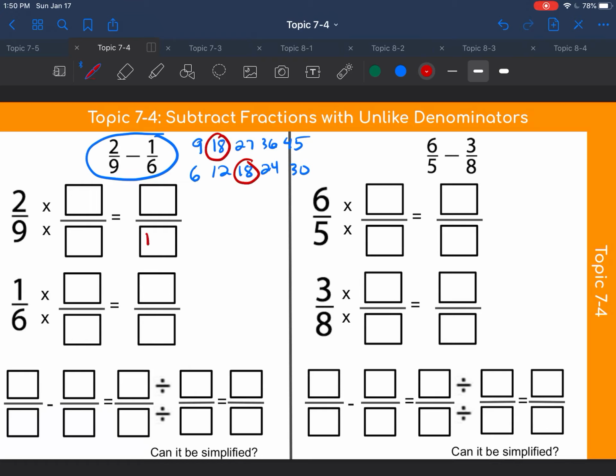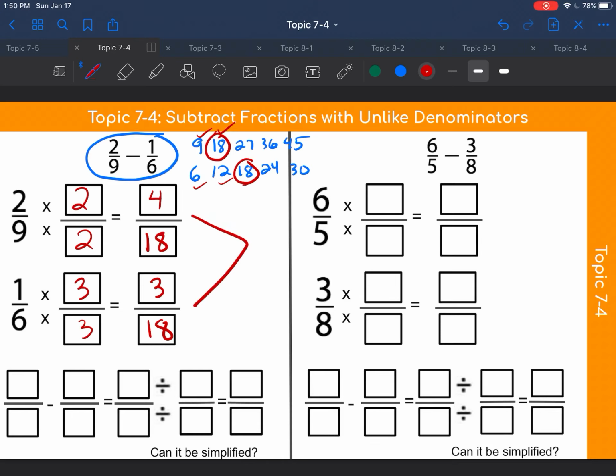All right, so 18 is going to be our common denominator, which means that 9 times 2 is 18. Whatever you do to the bottom, you do to the top. You get 4/18 as our equivalent fraction. 6 times 3 is 18. So whatever you do to the bottom, do to the top. So we get 3/18. Now we have 4/18 and 3/18.